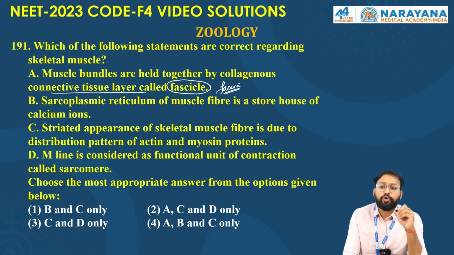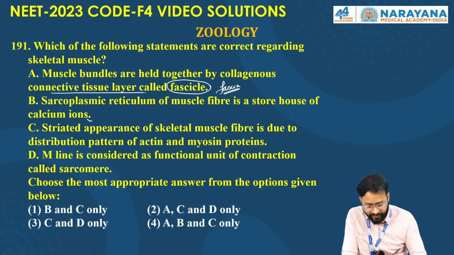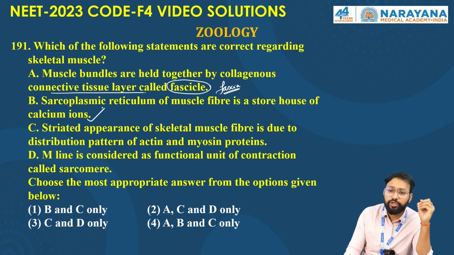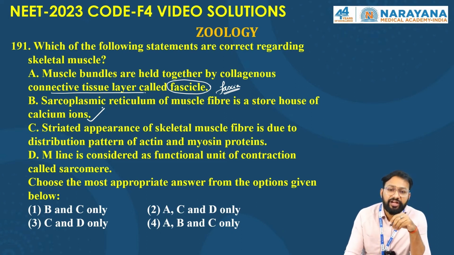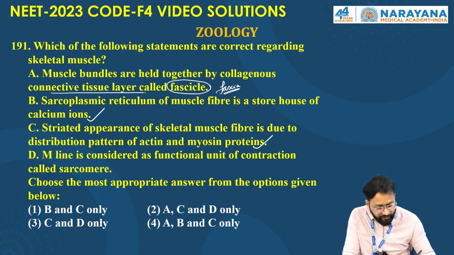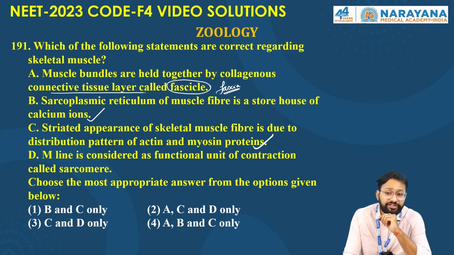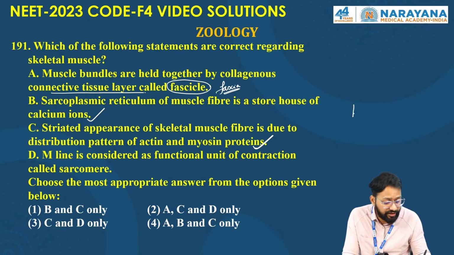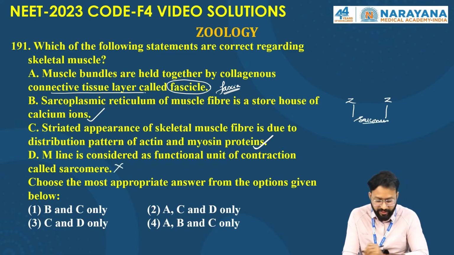Okay. Sarcoplasmic reticulum of muscle fiber is the storehouse of calcium ions. Correct, these are stored in the sarcoplasmic reticulum. Striated appearance of skeletal muscle fibers is due to the distribution pattern of actin and myosin, which is also correct. M line is considered the functional unit of contraction called sarcomere? No. The distance between two Z lines is a sarcomere. So it is incorrect. So the correct statements will be B and C only.